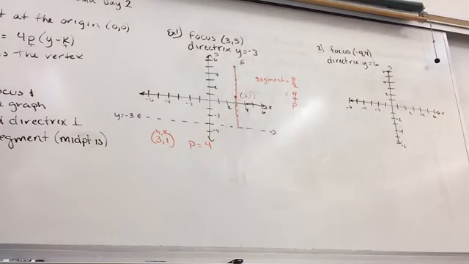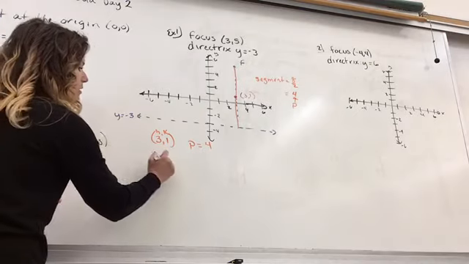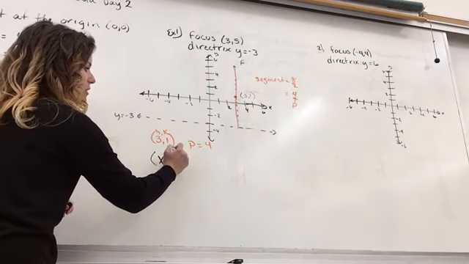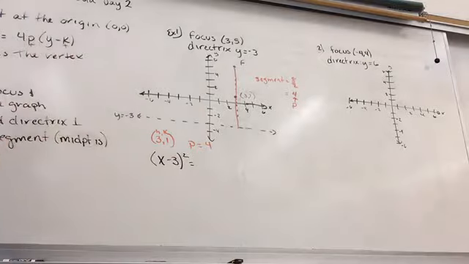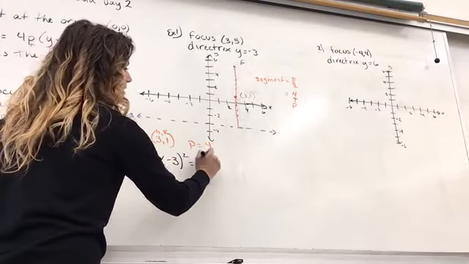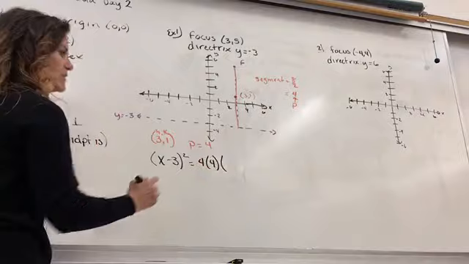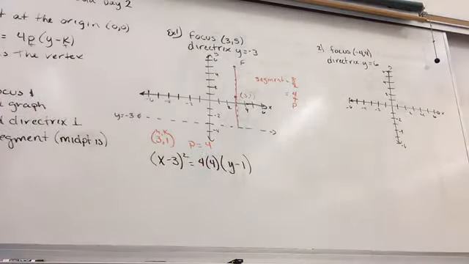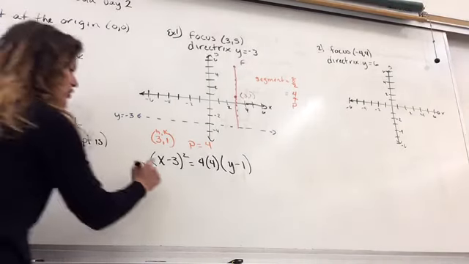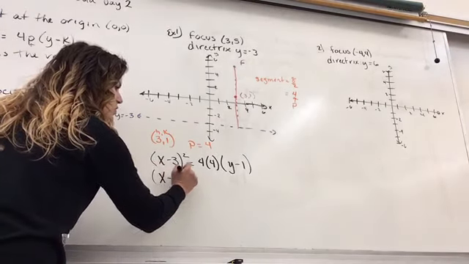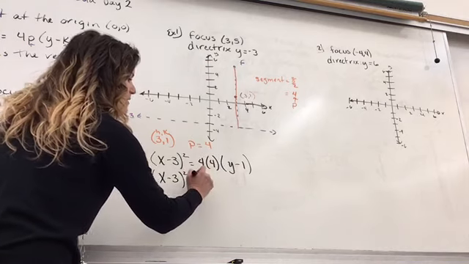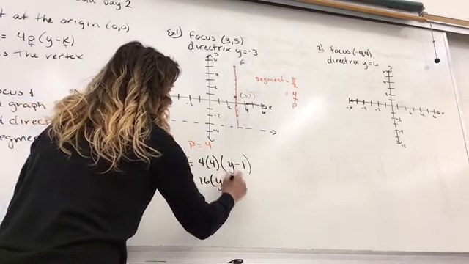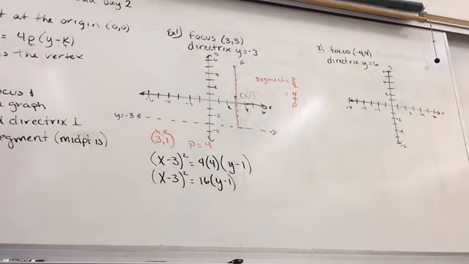So now I'm going to go to my equation and plug them in. My equation says I take my x value and subtract that h, and I write 4 times my p value times (y - k). Now I'm going to do some simplification, but not too much. I'm going to leave this as (x - 3) squared, but multiply 4 times 4, which is 16, times (y - 1). I'm going to leave it just like that. That's my equation.